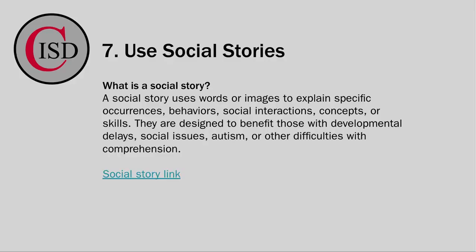Social stories are another useful strategy to use when teaching your child what to do if they get lost. If you are unfamiliar with the term social story, a social story uses words or images to explain specific occurrences, behaviors, social interactions, concepts, or skills. They are designed to benefit those with developmental delays, social issues, autism, or other difficulties with comprehension. If you click the link that says Social Story Link, it will take you to a social story specific for teaching your child what to do if they get lost and how they can stay safe.